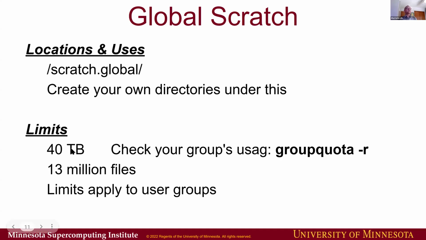Each group gets up to 40 terabytes at any one time on this, and you can check your usage with group quota -R for getting the total usage that your group has on that. But usually 40 terabytes is enough. You can have up to 13 million files, and again, this is a limit by the group. And this same group quota -R will tell you both the total volume of data in gigabytes and the number of files that are currently being used and what the limits are.